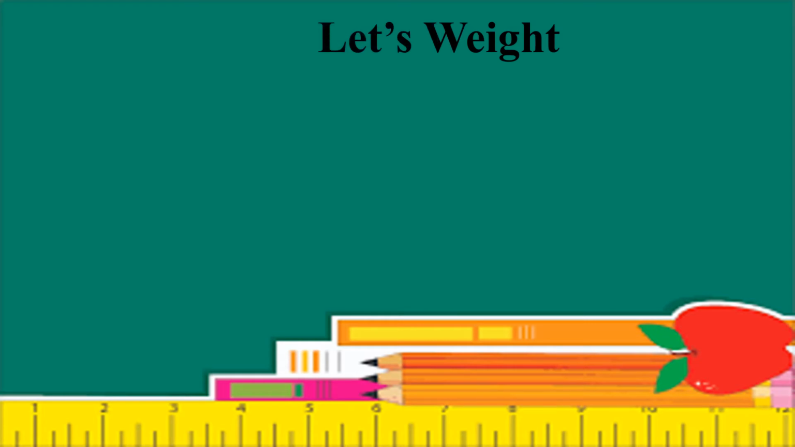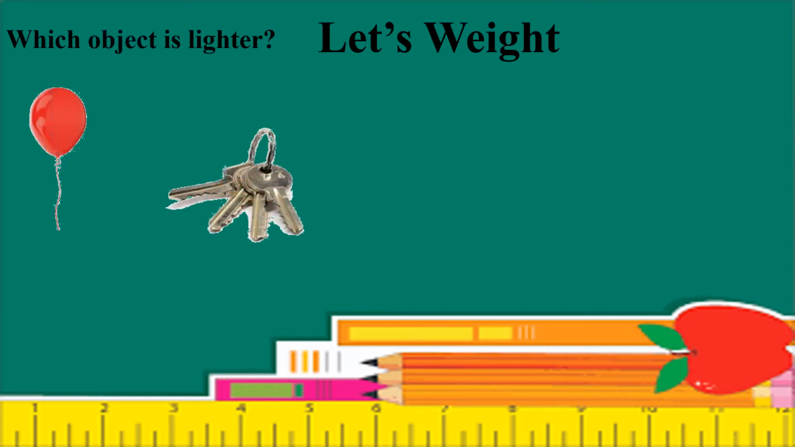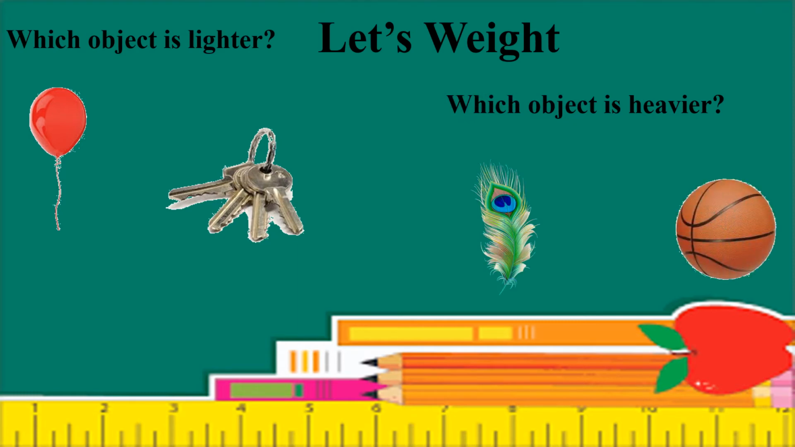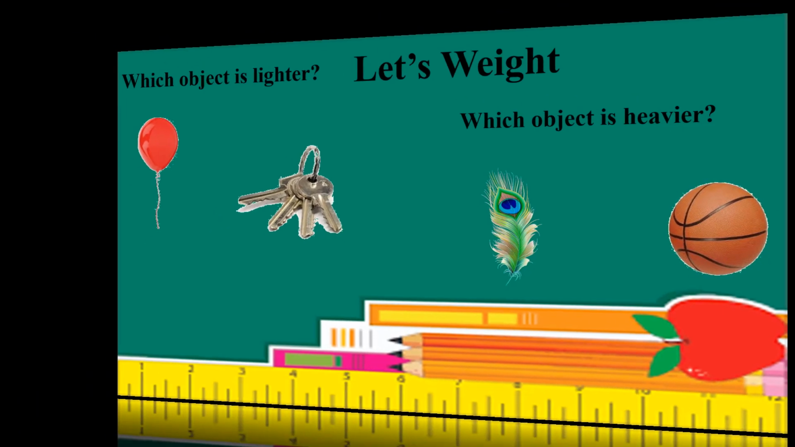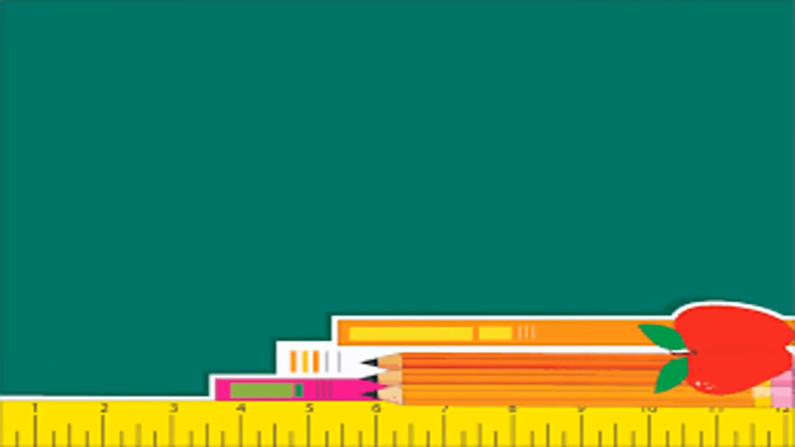Weight. Which object is light? A balloon or a key? As you know, the balloon will be lighter than the bunch of keys. Which object is heavier? A peacock's feather or a baseball or a football? Definitely the baseball.